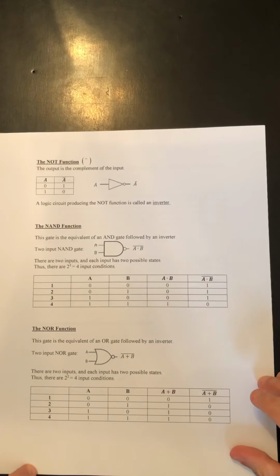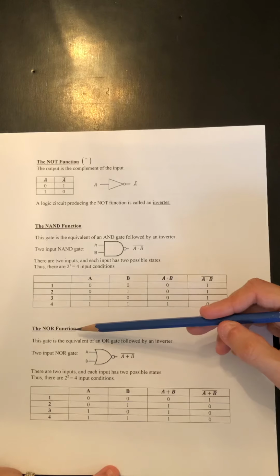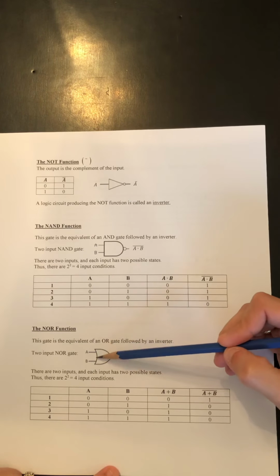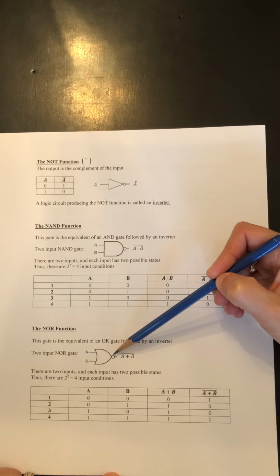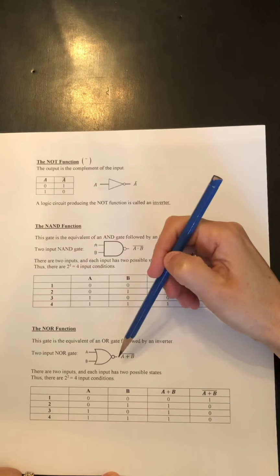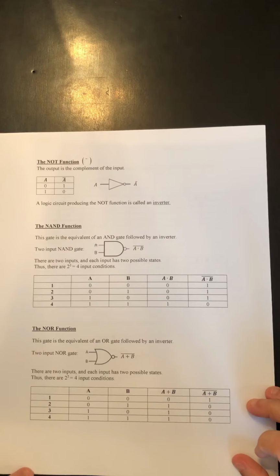Okay, and the last one for this course that we're going to look at is the NOR function. So this is equivalent to first an OR gate and then an inverter. And so here we have OR drawn, and you can see again, the only difference is there's a circle attached at the back of the OR gate. So the output is A plus B all inverted.